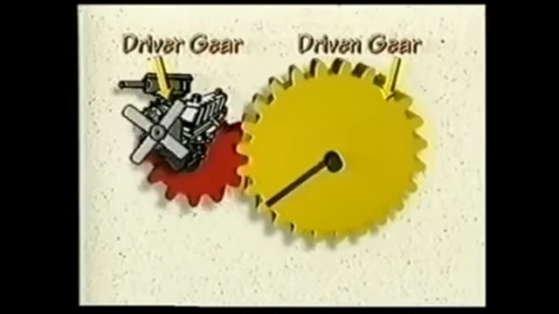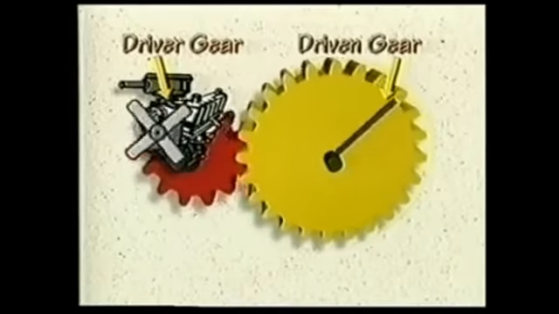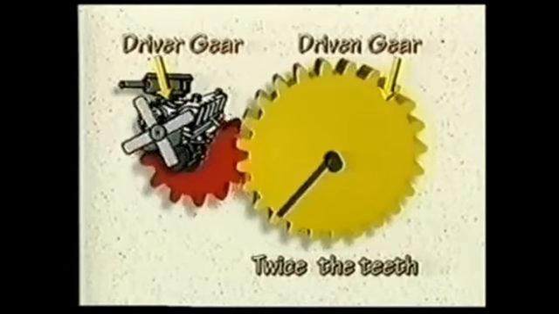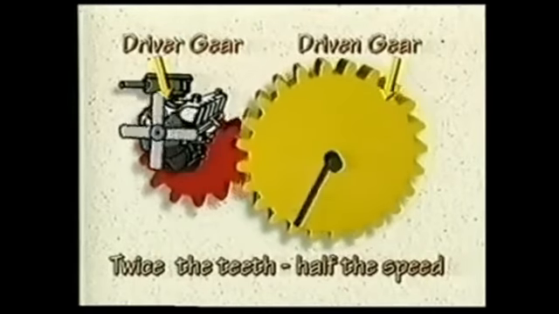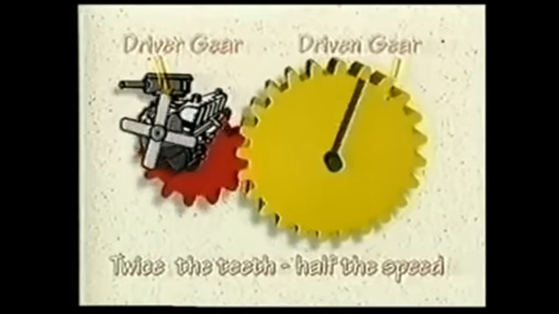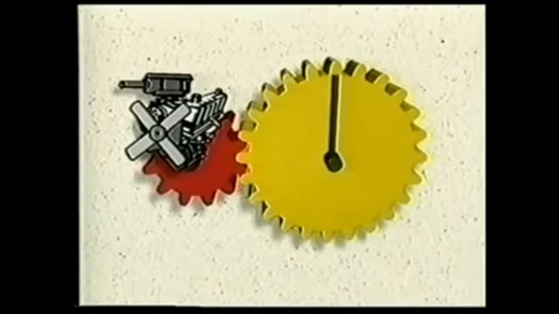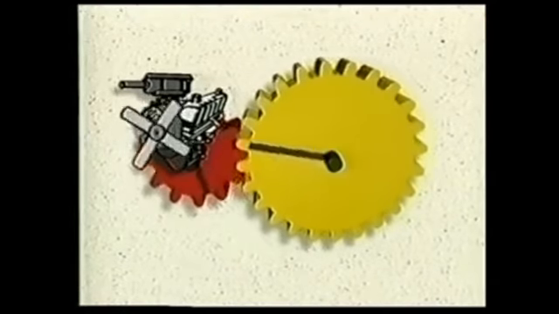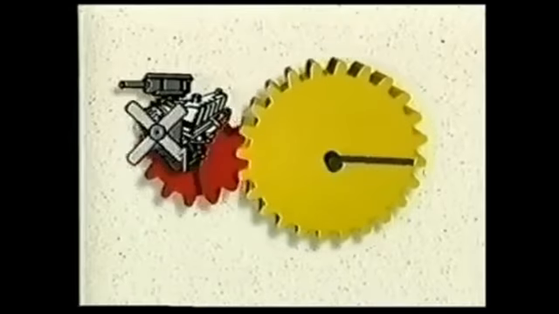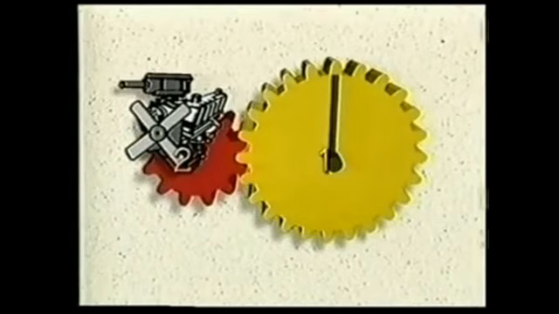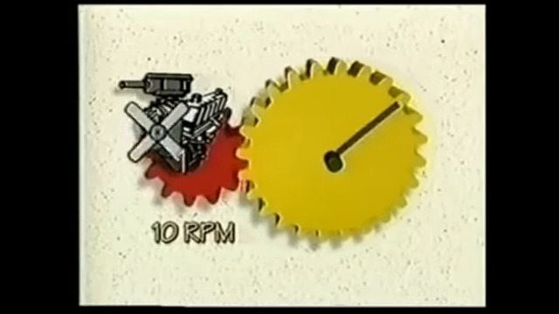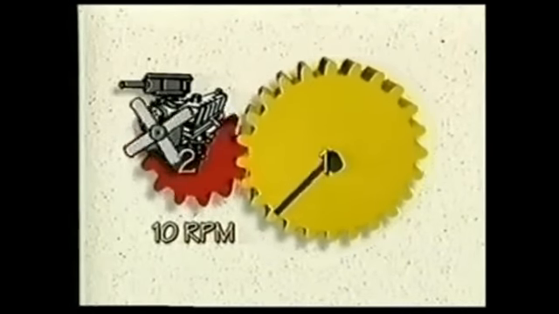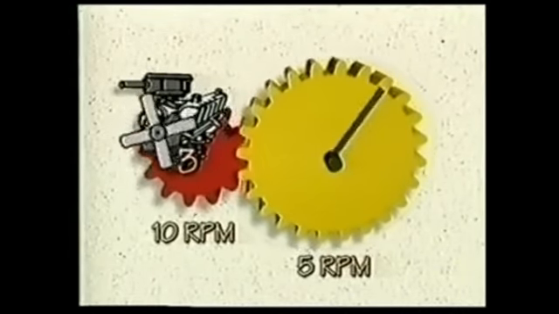Because the yellow gear is twice as large as the red gear and has twice as many teeth, it rotates at only half the speed of the 12-tooth driver gear. Since the red driver gear has only half as many teeth as the yellow driven gear, the driver gear must make 2 revolutions to every 1 revolution of the driven gear. If the driver gear is turning at the rate of 10 revolutions per minute, the driven gear will turn at only 5 revolutions per minute.